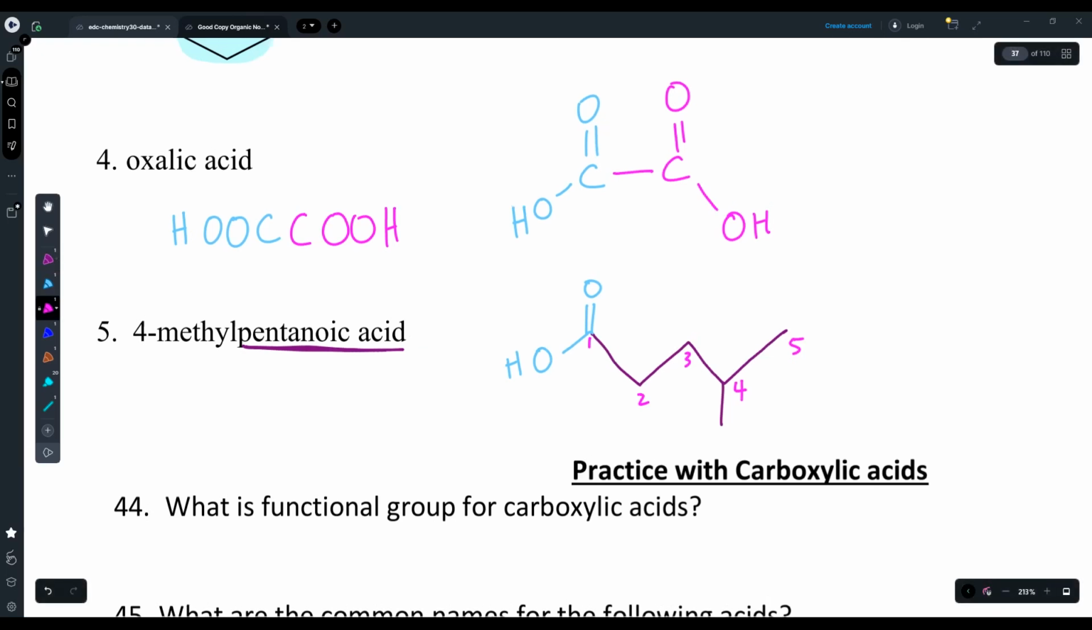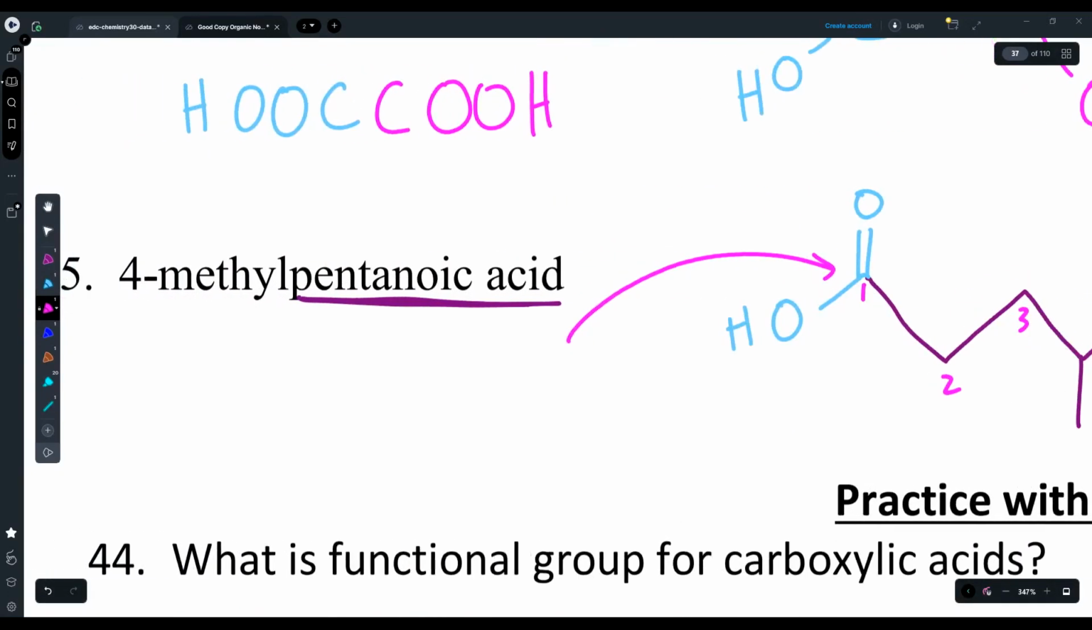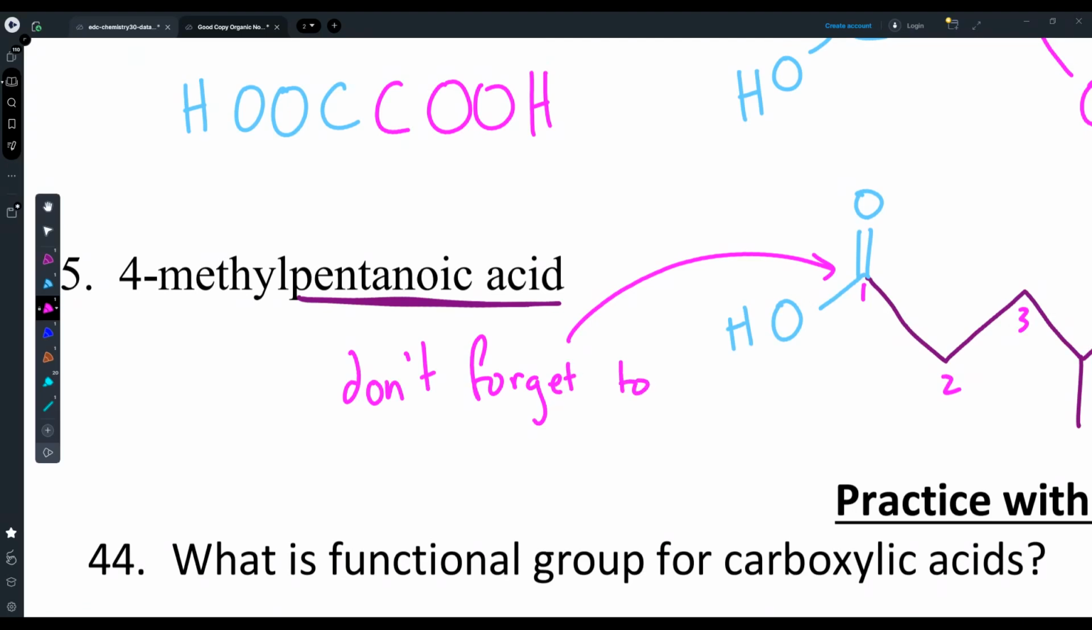And let's just write the little note that I talked about. I just didn't write it down. Don't forget to count this carbon in the parent chain.